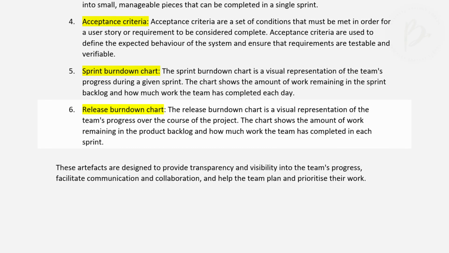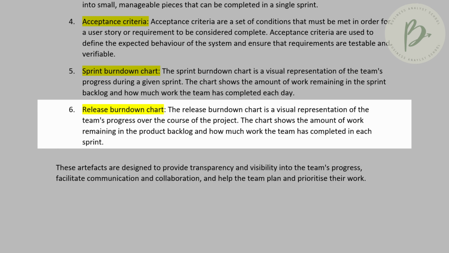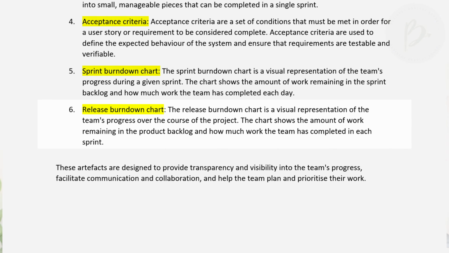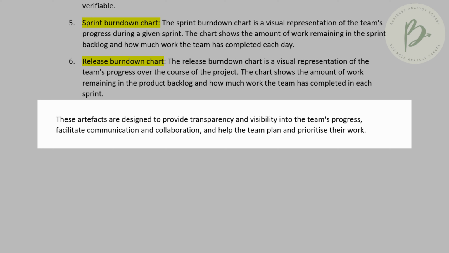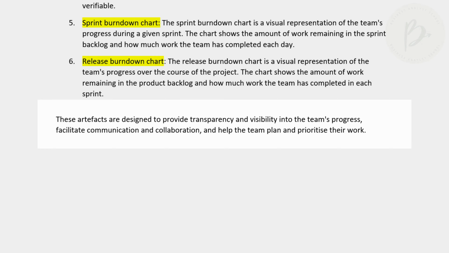You also have the release burn down chart, which is again another visual representation of the team's progress over the course of the project. The burn down chart is over the course of the sprint, whereas the release burn down chart is the representation over the course of the project. It shows the amount of work remaining in the product backlog and how much work the team has completed in each sprint. So these artifacts are designed to provide that transparency and visibility into the team's progress. They facilitate collaboration and communication, and they help the team plan and prioritize their work.